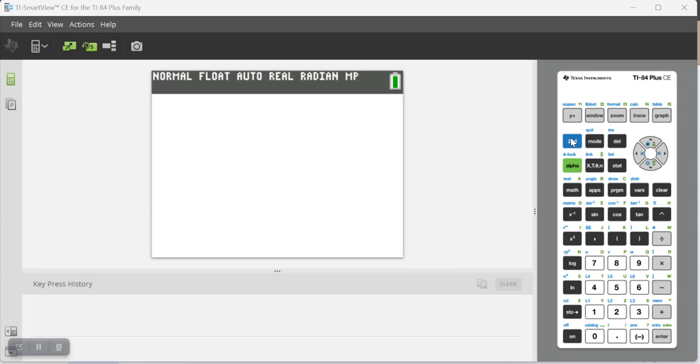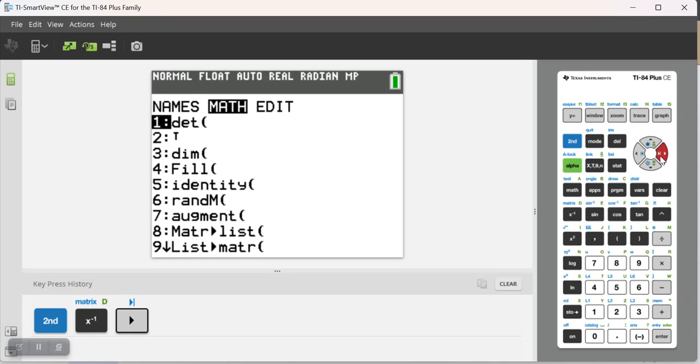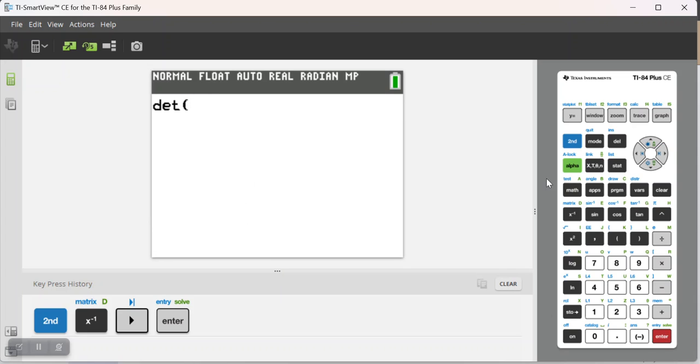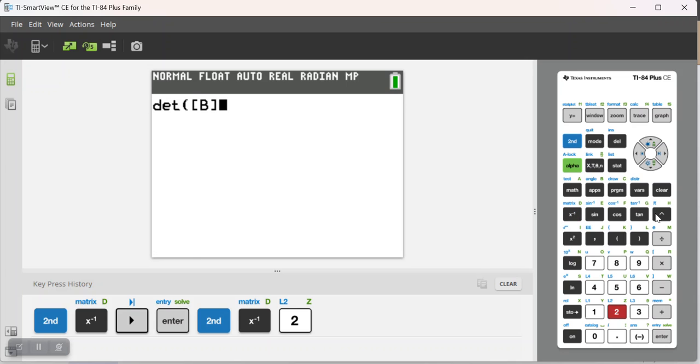So let's say I want to calculate the determinant of one of my matrices, which I'm going to go to second matrix, and I'm going to move over to math. The very first option is the determinant, so I'm going to select that, and then whichever matrix I want to know the determinant for, second matrix, let's do B. And this will tell me the value of that determinant. It turns out it's 10 for B, which means B has an inverse, which we can take advantage of in a lot of different problem-solving contexts.